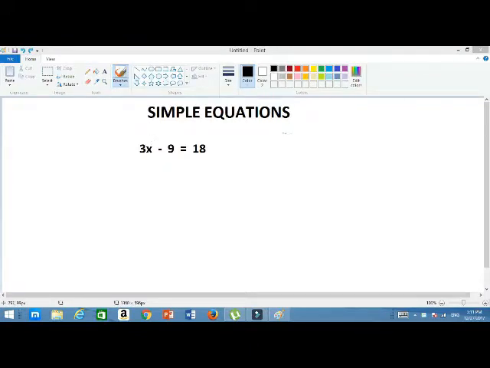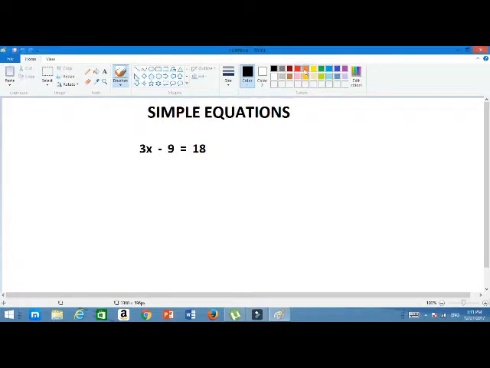Today we're going to be working on solving simple equations. The equation that I have picked is 3x minus 9 equals 18. What we want to start off by doing is isolating the variable, which in this case is x, but it can be y, z, or whatever.